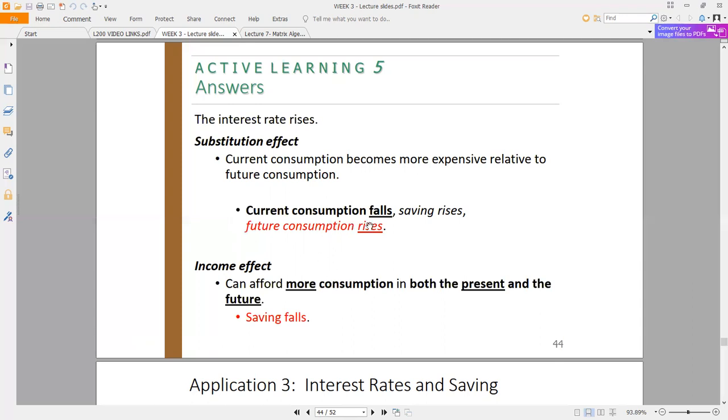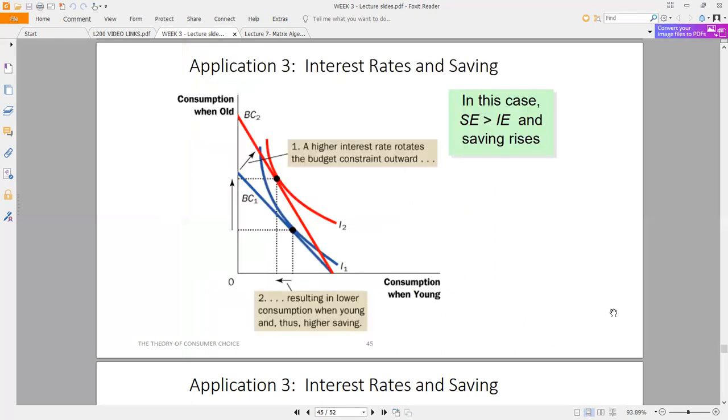The substitution effect is causing current consumption to fall. The income effect is causing it to rise. So what is the total effect? Now this is the diagrammatical representation. This was the initial budget line and the optimal bundle. Okay. Now when the interest rate increases, the budget line will rotate outwards. So this is the point here.